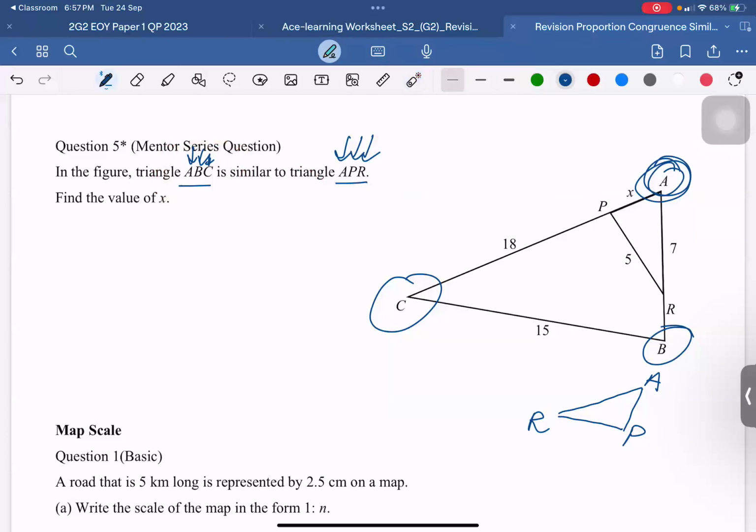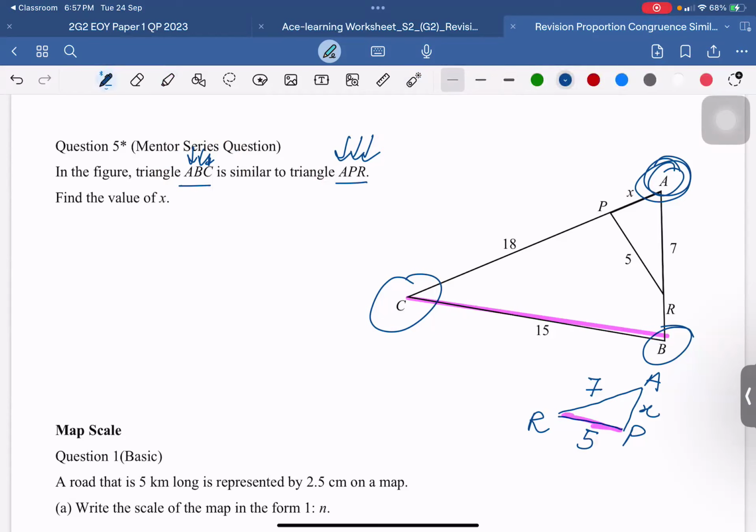Then next we fill in the information. A to P, AP is X. Then A to R is 7. P to R is 5. First thing we check, is there a pair that gives you a ratio? BC and PR. Correct, this one and this one, right? So there is the first pair of ratio.